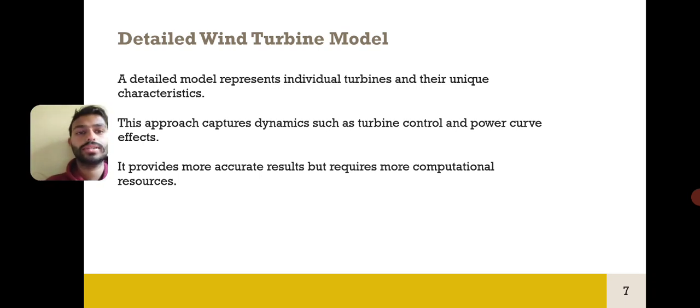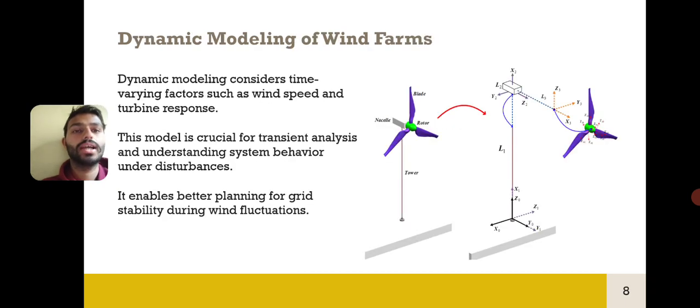Provides more accurate results but requires more computational resources. Dynamic model of wind farms. Dynamic modeling considers time varying factors such as wind speed and turbine response. In this dynamic, we can see the rotor performing in a specific minute: how many rounds it will rotate, how much wind pressure is coming on the wind blades, and how much speed it will rotate.